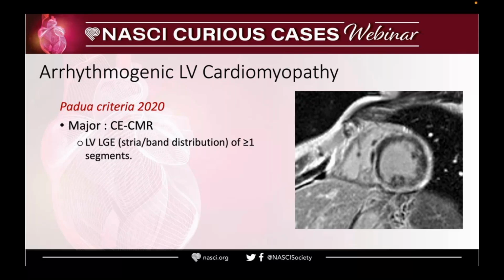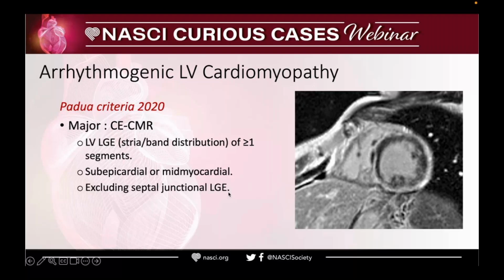The major criterion is when you see enhancement in a stria or band distribution involving more than one segment of the myocardium. And subepicardial and mid-myocardial enhancement is the characteristic enhancement pattern. And usually we wouldn't count the RV insertion sites, because sometimes you see RV septal insertion site enhancement in many patients that is non-specific. So we are not counting that. And usually when there is a positive genetic test or family history, this is highly suggestive for the diagnosis.